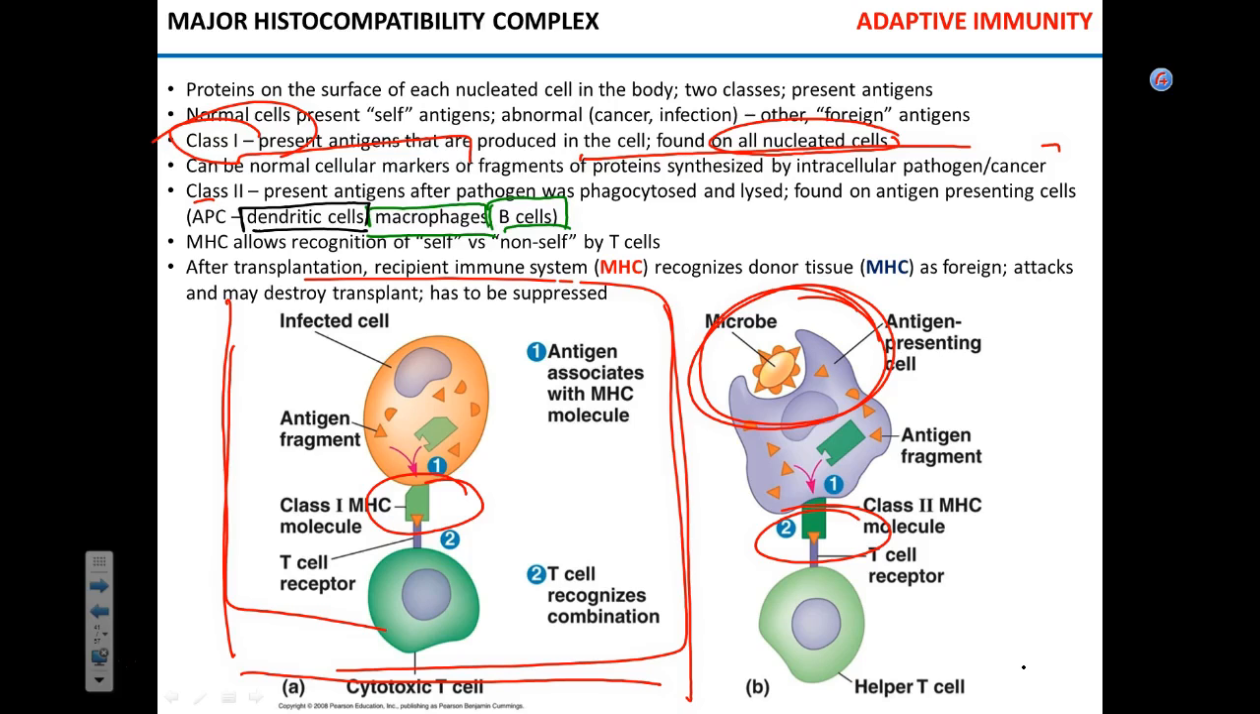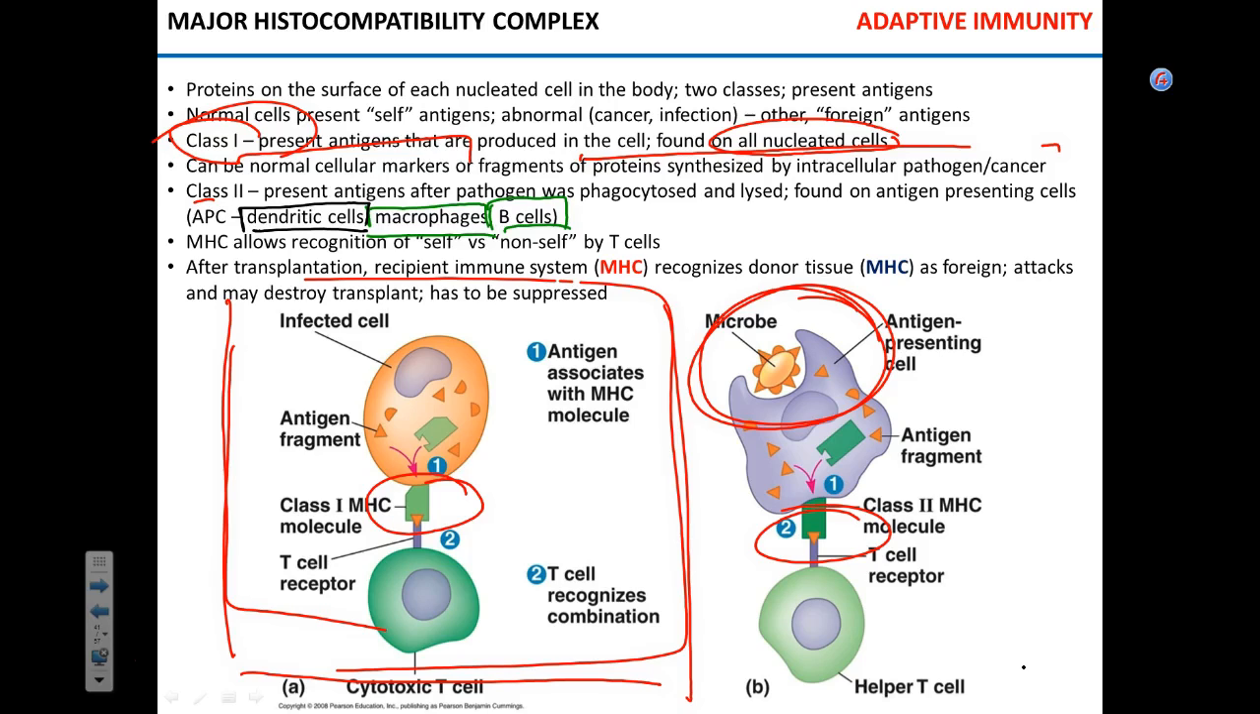Now I'm going to ask a very simple question. Dendritic cell or macrophage, do they have a nucleus? Yes, they do. Which MHC molecules do they have on the surface? Class 2. And class 1? Yes, because there are no exceptions. All nucleated cells have class 1. So they have both class 2 and class 1. Does that make sense?